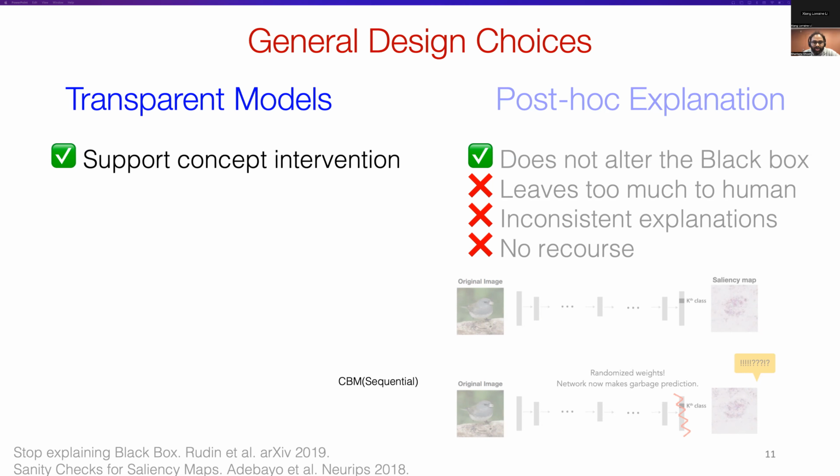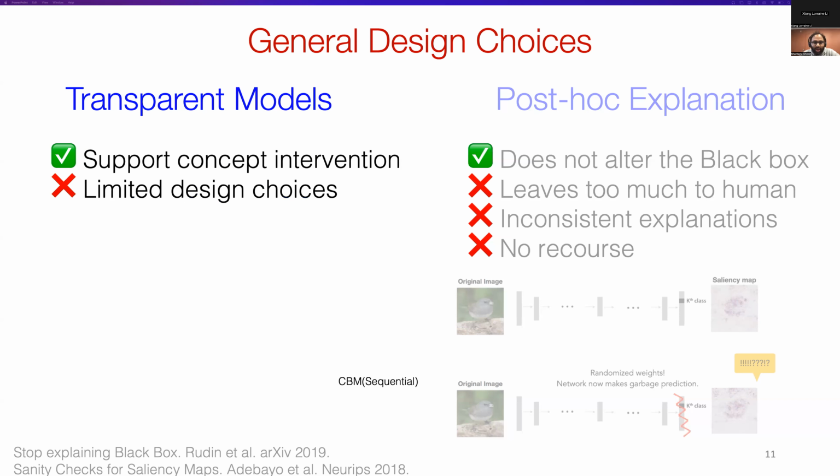Now, in this regard, transparent models support something called concept level intervention. For example, if you identify a concept that is resulting in the misclassification, you can go and set those concept values to a particular value. This is usually done by a domain expert, who supports this concept level intervention to fix the misclassification. And this is the biggest advantage of using concept bottleneck models. In the literature, this is called test time intervention.